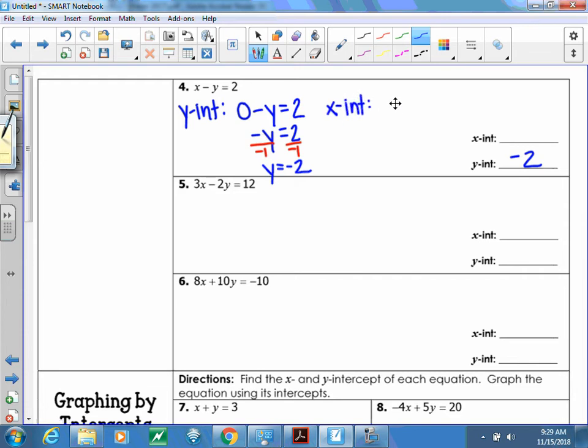X-intercept, we're going to set y equal to 0, so x minus 0 equals negative 2. X minus 0 is x, so x here is equal to negative 2.